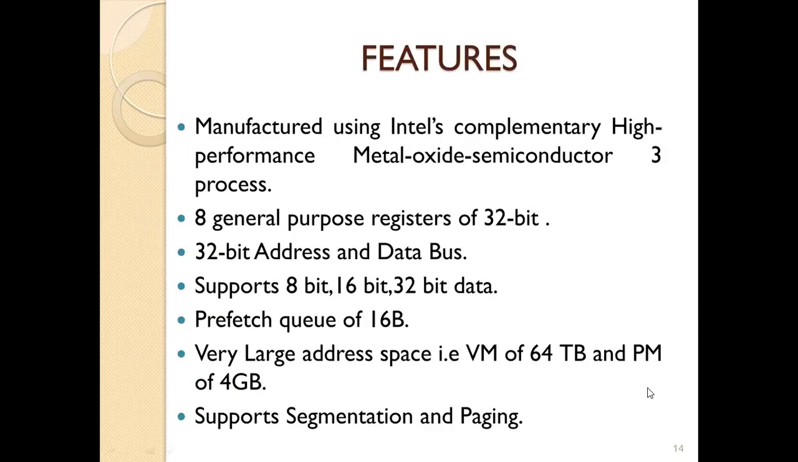The features of the 80386 are: it is manufactured using Intel's complementary high performance metal oxide semiconductor technology. It has 8 general purpose registers of 32-bit, and a 32-bit address and data bus. It supports 8-bit, 16-bit, and 32-bit data. The prefetch queue is 16-byte. It has a very large address space, that is, virtual memory of 64 TB and physical memory of 4 GB.